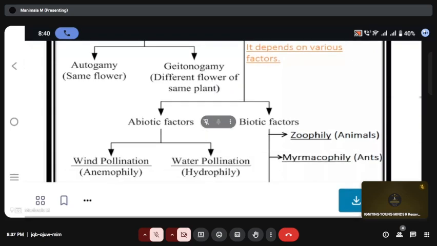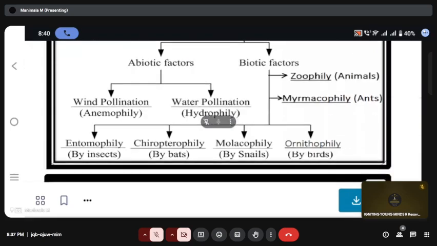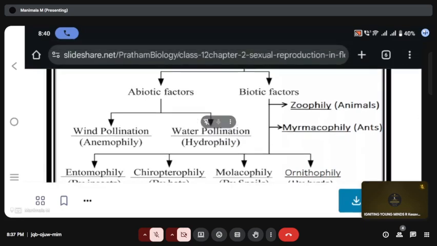The last one is xenogamy. Here also there is transfer of pollen from anther to the stigma of another flower on a separate plant of the same species. Did you note it? Separate plant of the same species. Xenogamy is the transfer of pollen grains from the anther to the stigma of another flower on a separate plant of the same species.